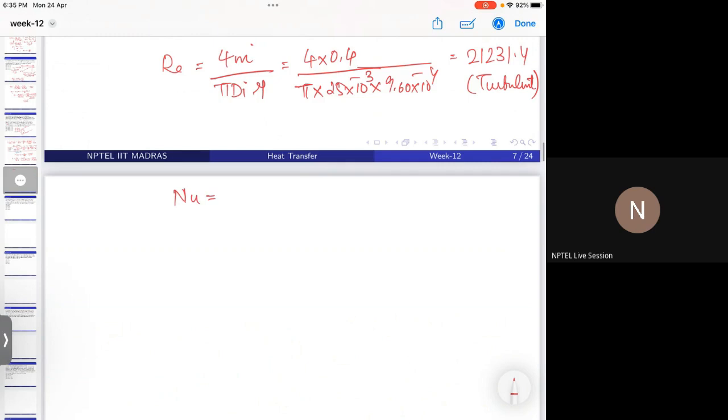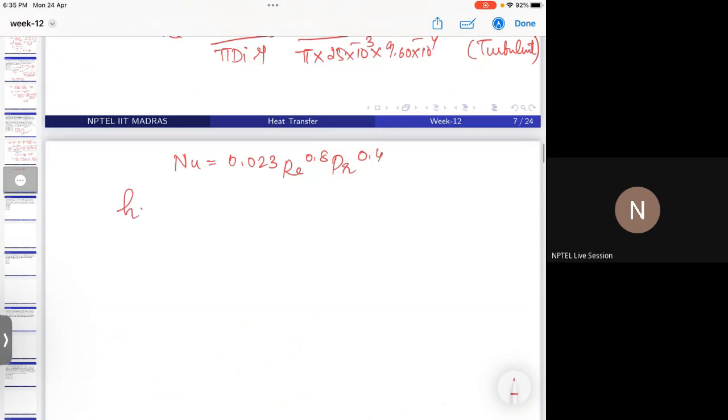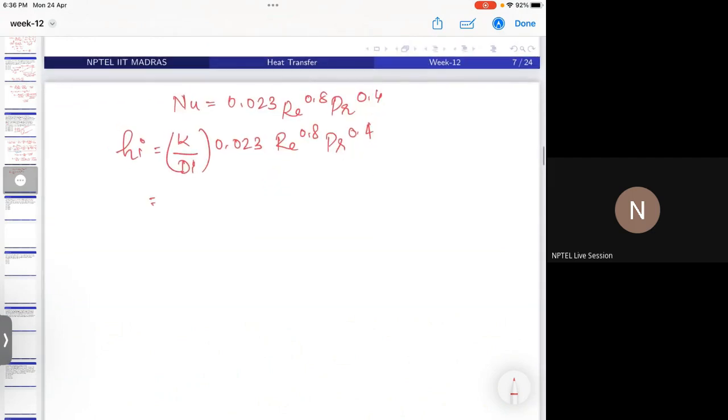Nusselt number is equal to 0.023 Reynolds number to the power 0.8, Prandtl number to the power 0.4. From it we will get the internal heat transfer coefficient, which is K divided by Di, times 0.023 Reynolds number to the power 0.8, Prandtl number to the power 0.4, which is equal to what? What is K?